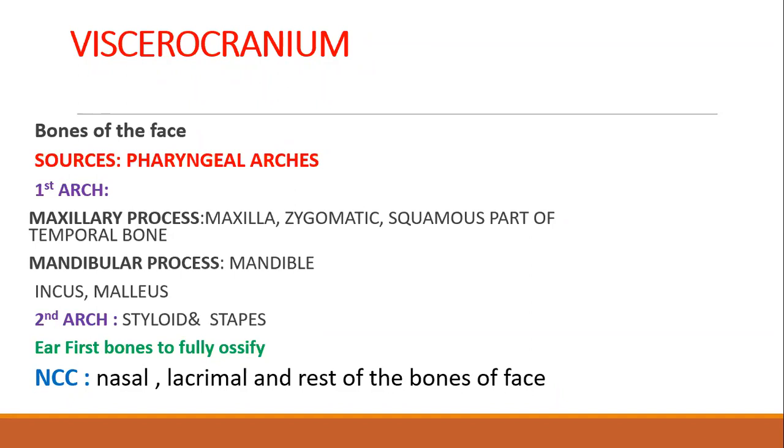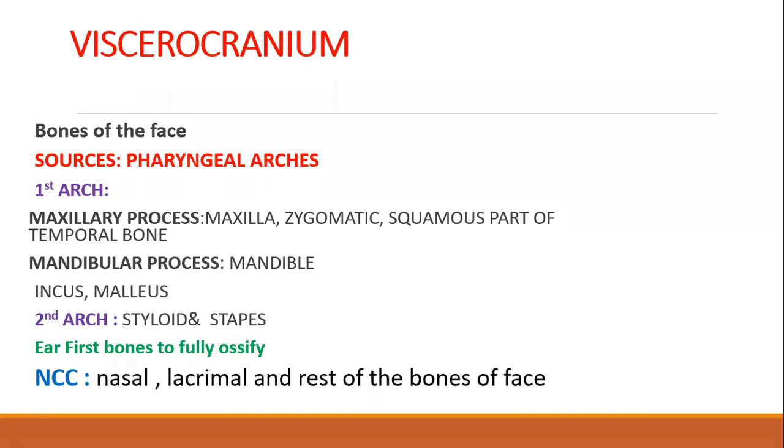While the mandibular process is going to form, as the name indicates, mandible and 2 ear ossicle bones, incus and malleus. While the second arch is going to contribute towards the 3rd ear ossicle, stapes, and it is going to form a needle-like bone, the styloid process. Ear bones are the first bones to fully ossify in the newborn. And the face also receives contribution from the neural crest cells. Neural crest cells are going to form your lacrimal bone, nasal bone.